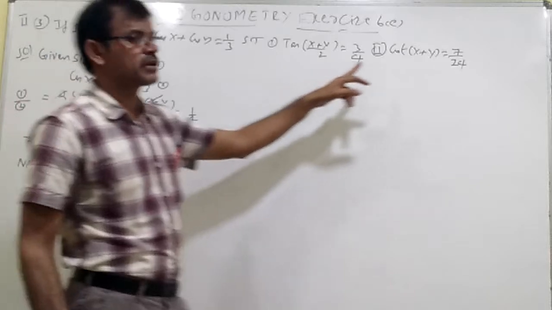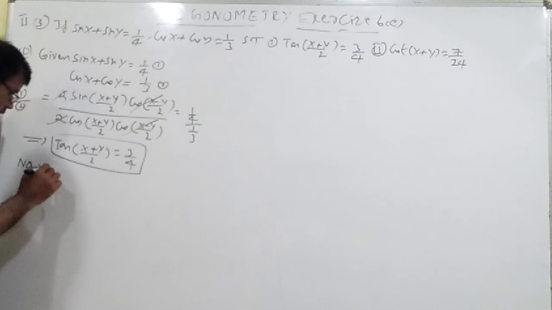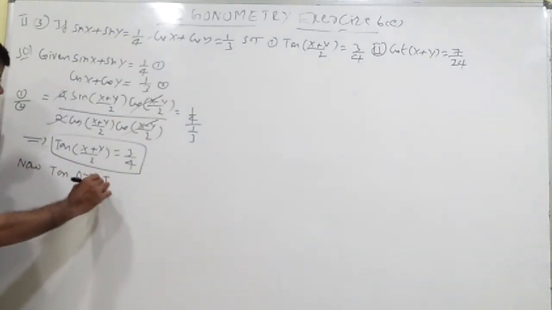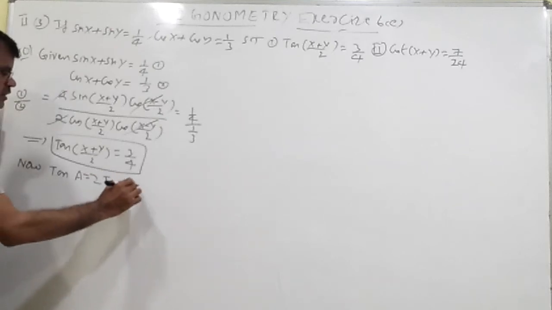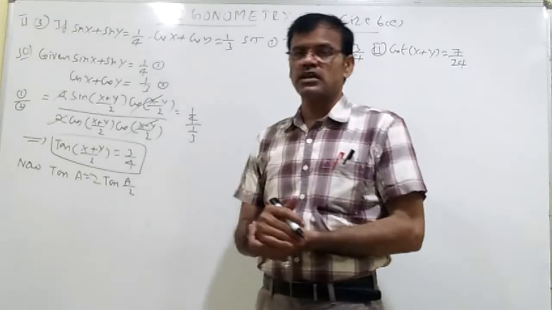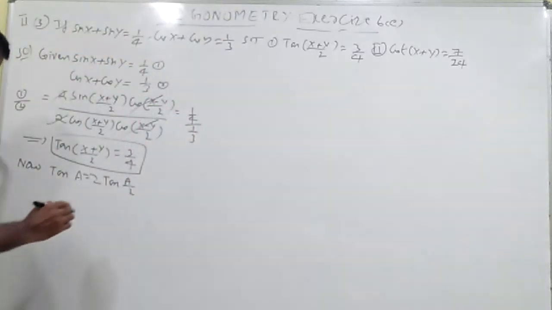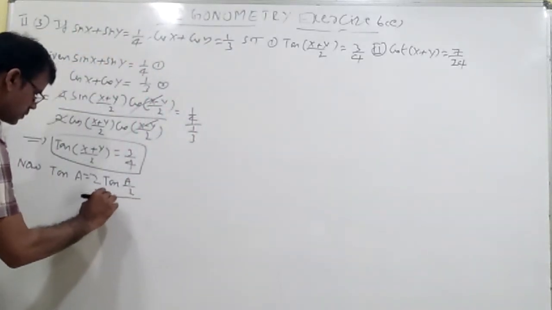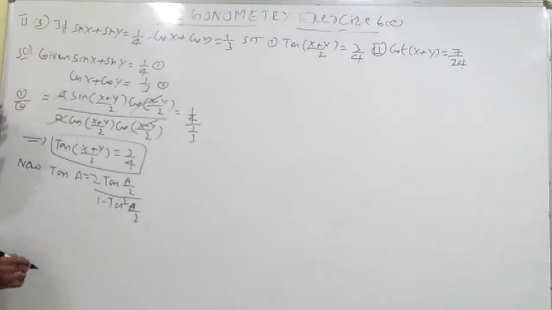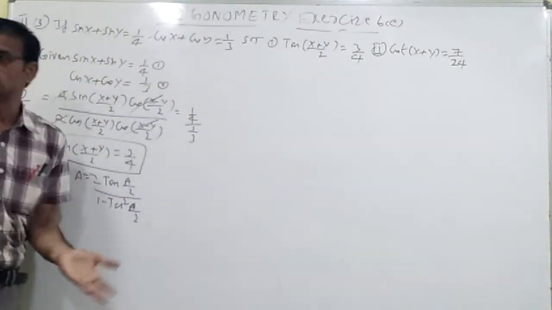Now the first part we have completed. He is asking the second part, cot of (x plus y) is equal to 7 by 24. Here you need to remember a formula. In the submultiple angle, tan A, of course the tan 2A formula we have discussed, is 2 tan A by 1 minus tan square A. Here, for the submultiple angle, tan A is equal to 2 tan of A by 2 by 1 minus tan square of A by 2. You can raise a doubt, sir, he is asking cot, why are you doing tan? After taking the reciprocal, you will get cot.